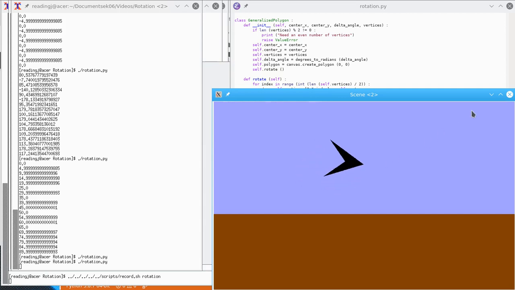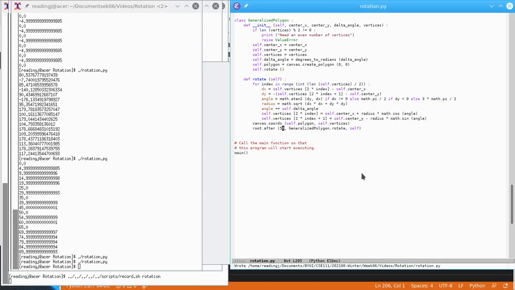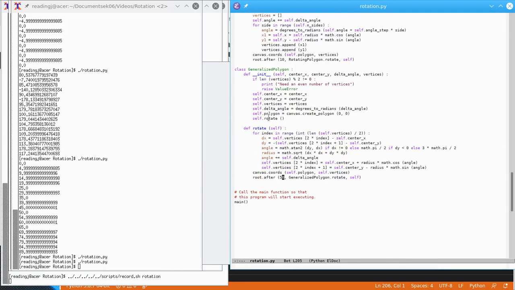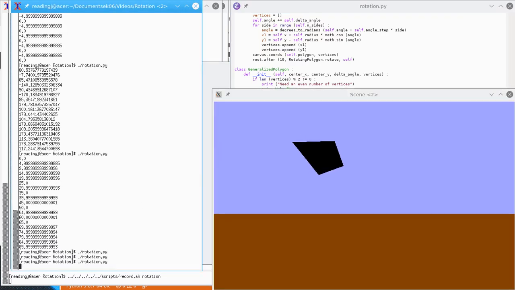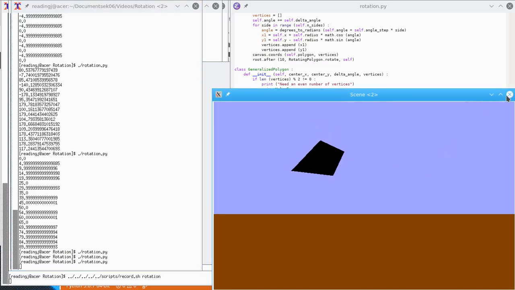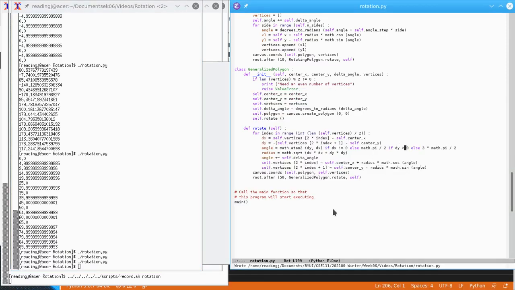So when it hit, this is this case right here. It's this one right here. There we go. So now it doesn't get inverted. Very good. So there is the generalized polygon after all the errors I made.